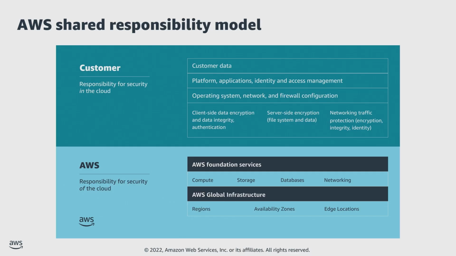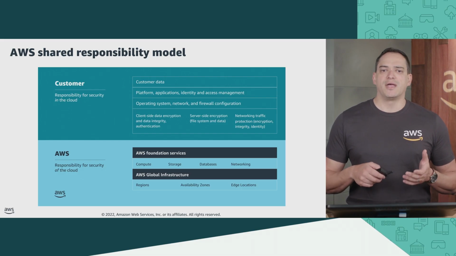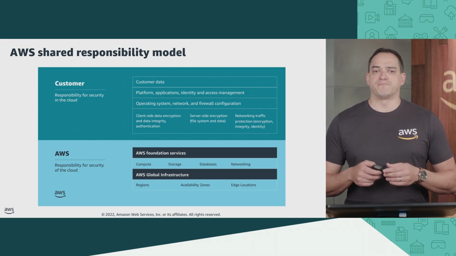AWS is responsible for protecting the global infrastructure that runs all the services that are offered in the AWS cloud. The infrastructure is composed of the hardware, software, networking, and facilities that run AWS cloud services. You assume responsibility and management in the cloud. The security steps that you must take depend on the services that you use and the complexity of your system.